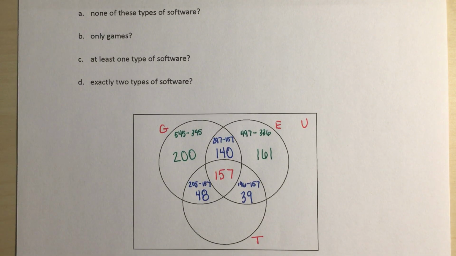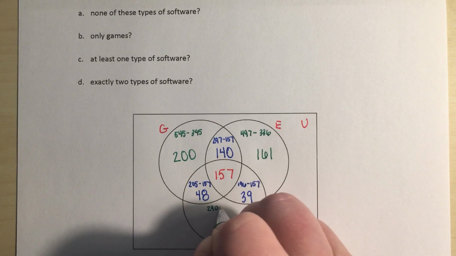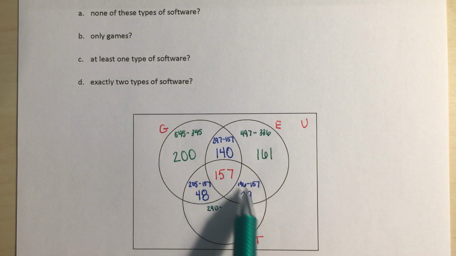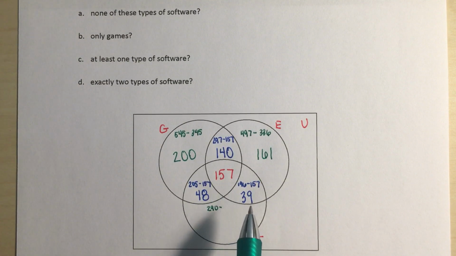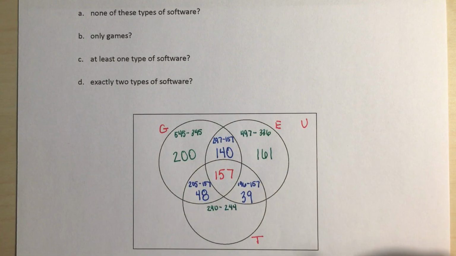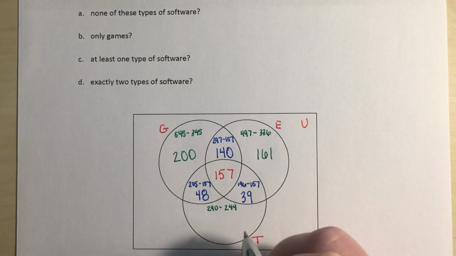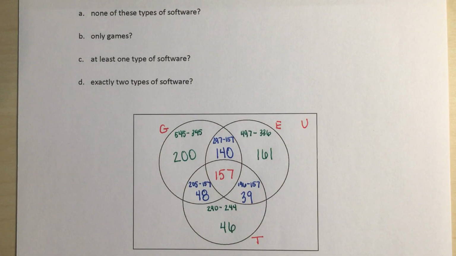Then we're going to finish this off. We have 290 that purchased utility. So we're going to add up these three numbers this time. 48 plus 157 plus 39. That's going to give us 244. And then we subtract 290 minus 244, we get 46.